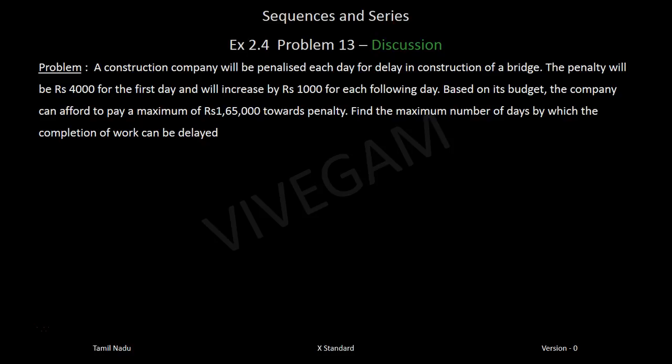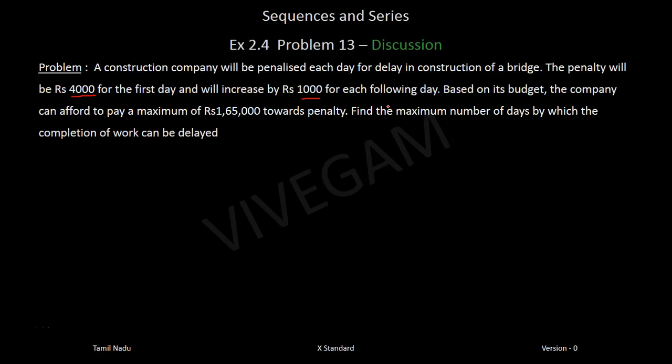It's an interesting problem. So now from some direct application, indirect application of formulas, now we have come to real life application of arithmetic progression. Okay, so here the penalty for the first day, that is A, and it will increase every day by 1,000 rupees. That is, for the first day is 4,000, second day will be 5,000, third day will be 6,000, fourth day will be 7,000. So 1,000 is nothing but D.